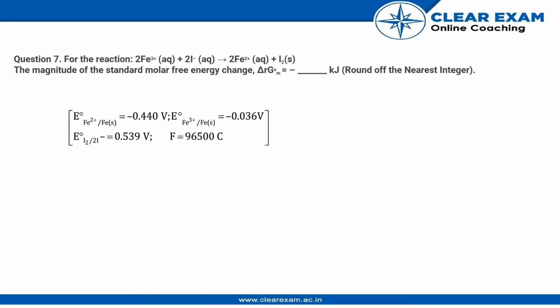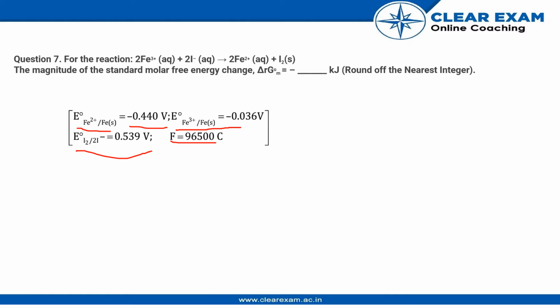So here we are given some values: E° of Fe2+ to Fe(s) has the value −0.440 volt, E° of Fe3+ to Fe(s) is −0.036 volt, and E° of I2 to 2I− gives us the value of 0.539 volt, and we know the Faraday is 96,500 coulombs.